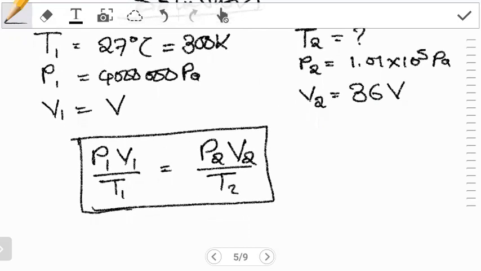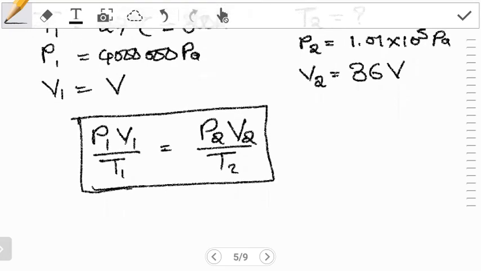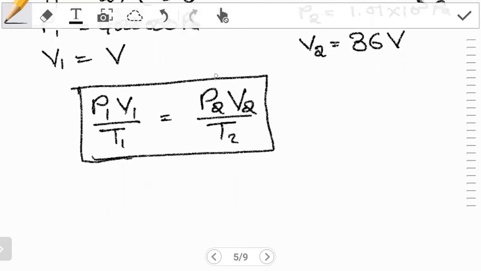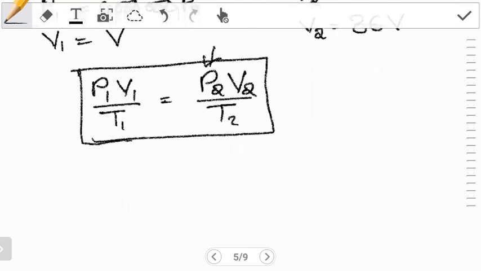Now, of course, this doesn't result in any of the special cases that we described. Why? Because all the variables are changing. If the question specifies that it is at constant volume or constant temperature or constant pressure, then we would have ended up in one of the special cases or the special equations. Okay, now from here, of course, what we want to find is T2. So we can make T2 the subject of the formula.